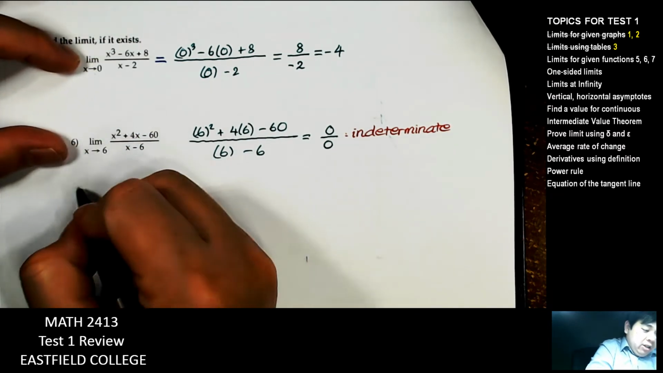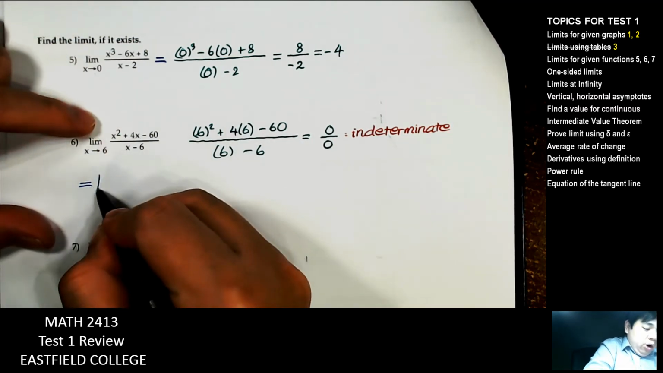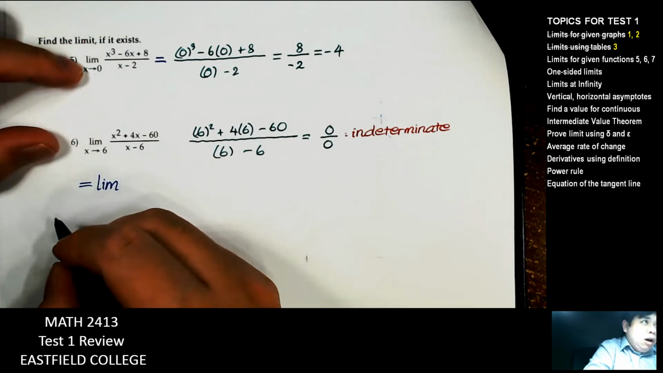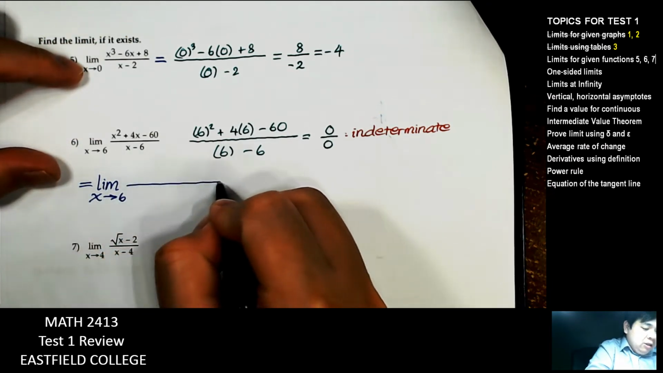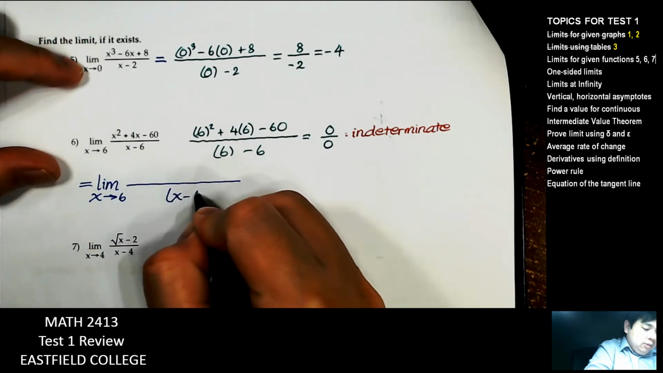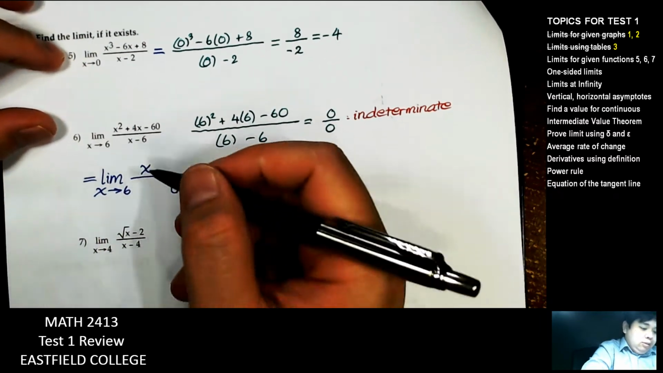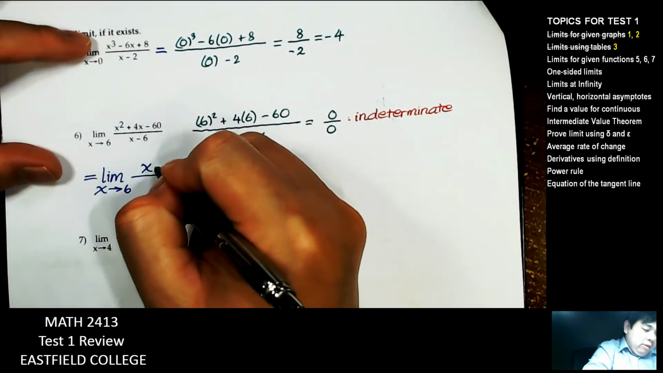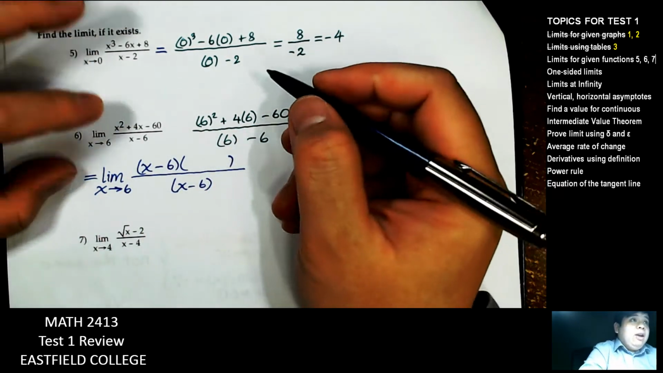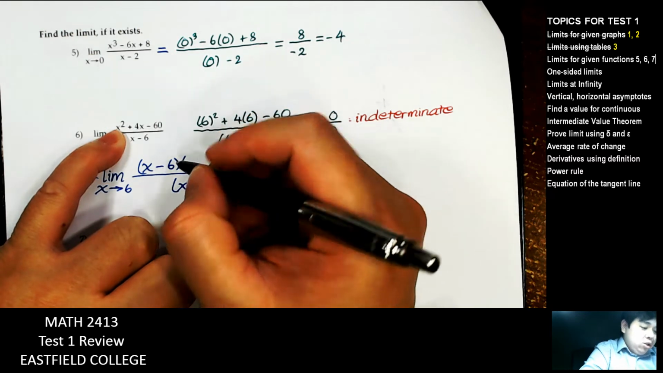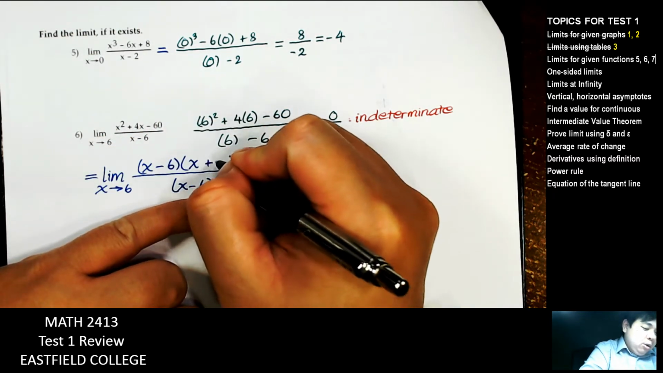What we do, however, because both of them equal 0 when x equals 6, we know that x minus 6 is the common factor. So we're going to have the x minus 6 and then something else. Now that something else, we need to have x squared, so we need an x here, and we need to have negative 60, so a plus 10 here will do.